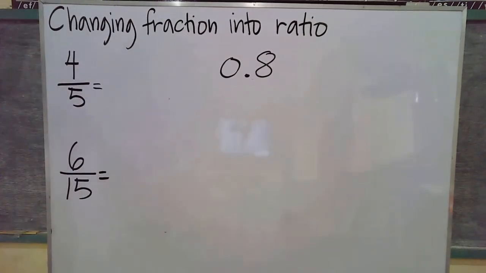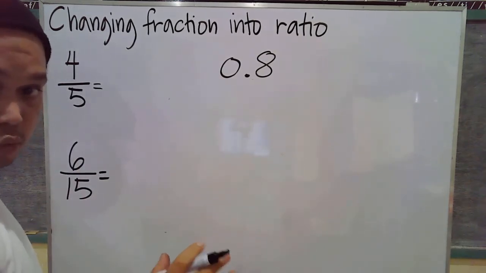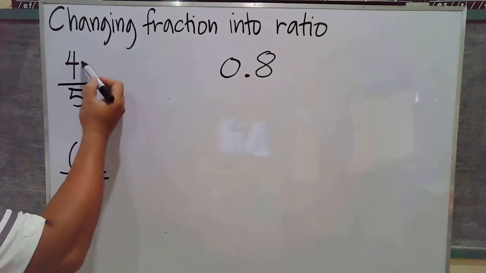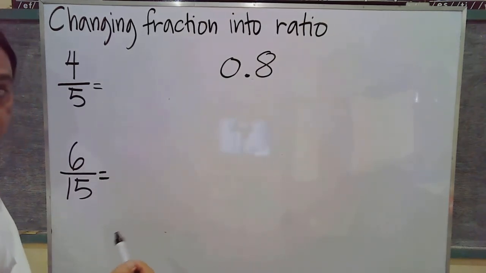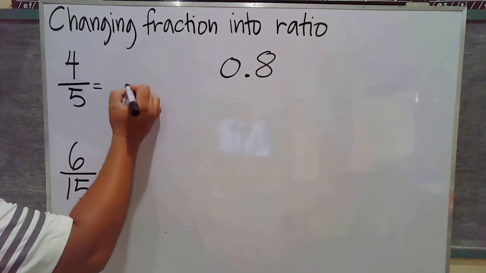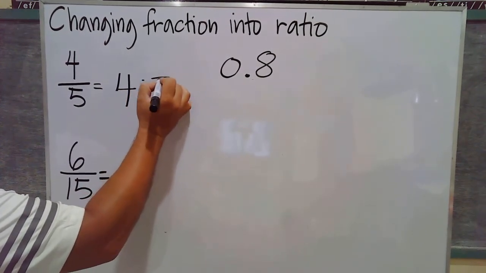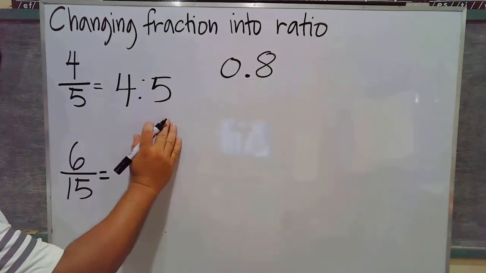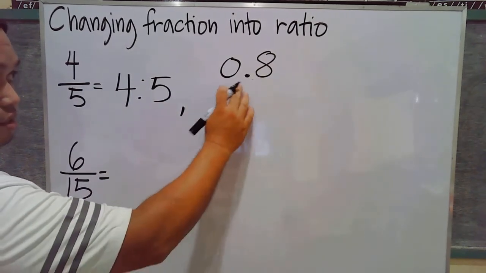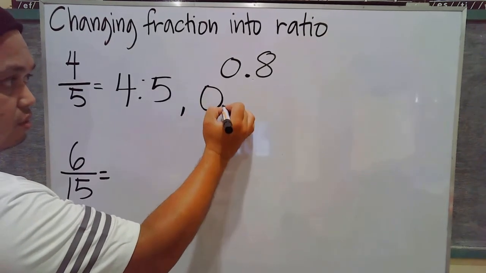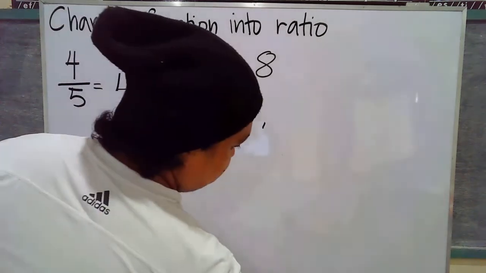Now if we're going to change them, let's do this one by one. Now 4/5, we want to change first into a ratio. Now the ratio is 4:5, and that's the ratio. Now for the decimal number, that's 0.8.